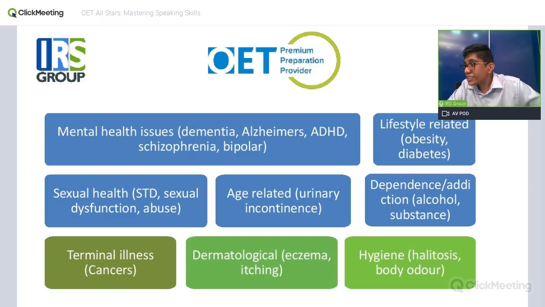Nihaya says chronic disease, yes. Duru says overweight. Imre says disclosing sensitive information, excellent. Breaking bad news, Gayatri, very good. Absolutely, yes. Physical problems, Michael from Cuba, yes, or the UK, right. You have age-related issues like urinary incontinence, dependence or addictions, alcoholism, substance abuse, and all those things. Terminal illnesses like cancer, dermatological problems, hygiene, all those things, right.